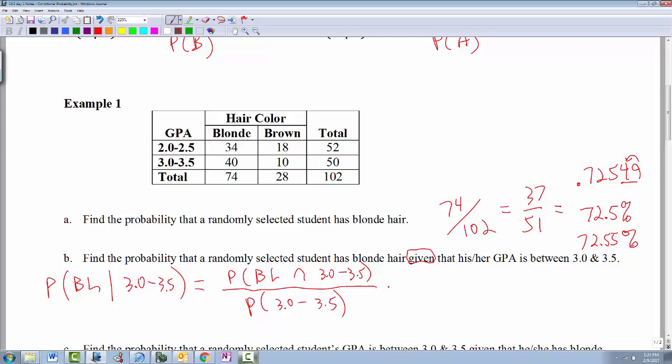So how many blonde 3.0 to 3.5s are there? Well, here's blonde, and here's 3.0 to 3.5. What's that answer? 40. Out of how many total? Where's the whole? How many total of the whole selections? 102. That's the top, and then of course we'll see what happens. What's the total 3.0 to 3.5 list? 50. How many do you have to choose from? 102.